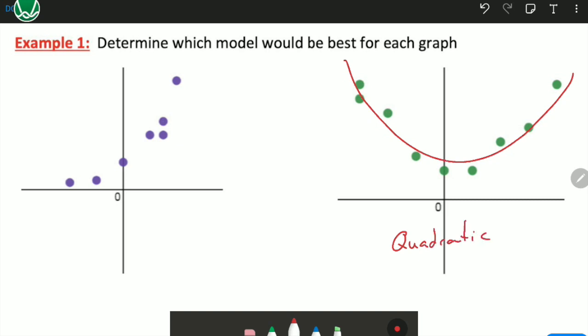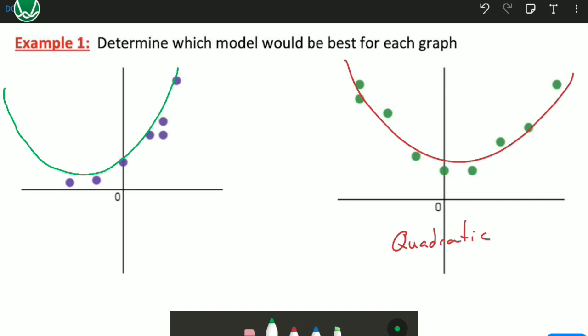The other one's actually not as simple. I mean, it looks pretty much like an exponential. I didn't draw that very well, but it looks like an exponential. But if I were to go and do this, you might say it looks now more like a linear. Or if I were to do this, you might think it looks more like a quadratic.